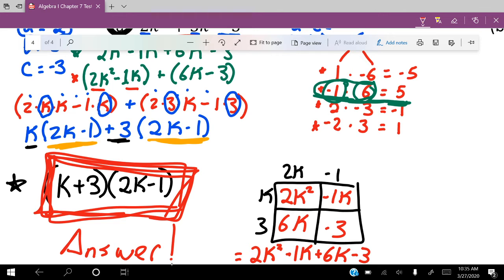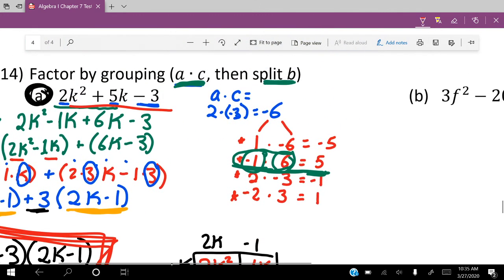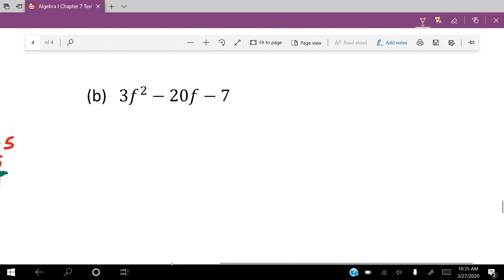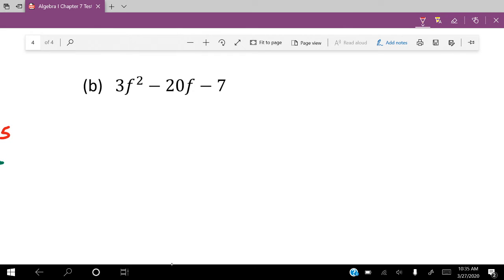All right. I'm going to go ahead and move over to 14b. We're going to do the same thing again. So first things first, I'm going to go ahead and identify A, B, and C. Okay. A is 3, B is negative 20, and C is negative 7.